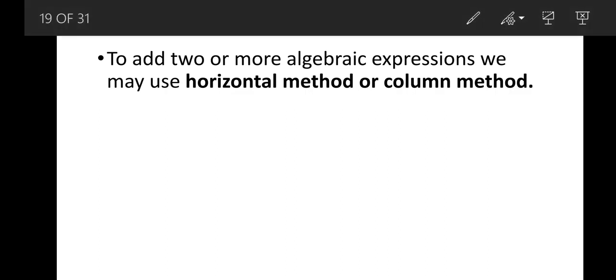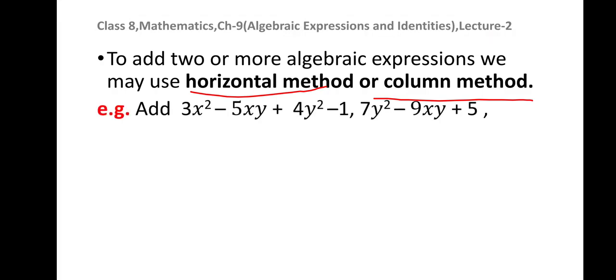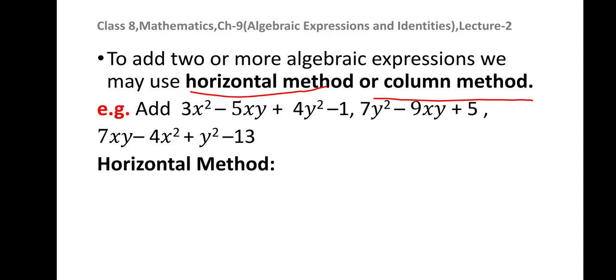That is, one is the horizontal method and another is the column method. You can opt for any of these two methods; both will be correct. So if I need to add, I will show you both methods, the horizontal method as well as the column method. If I need to add these three expressions, how will I add using the horizontal method?